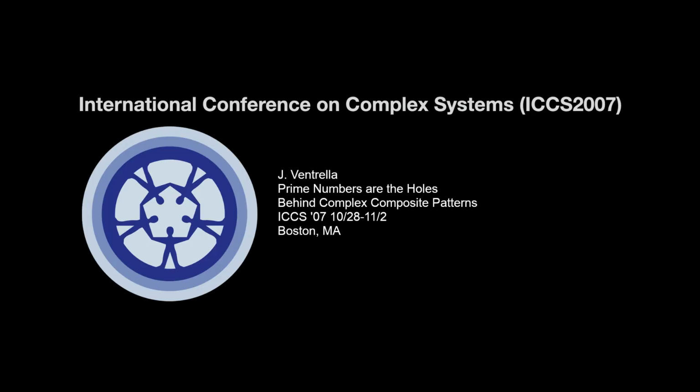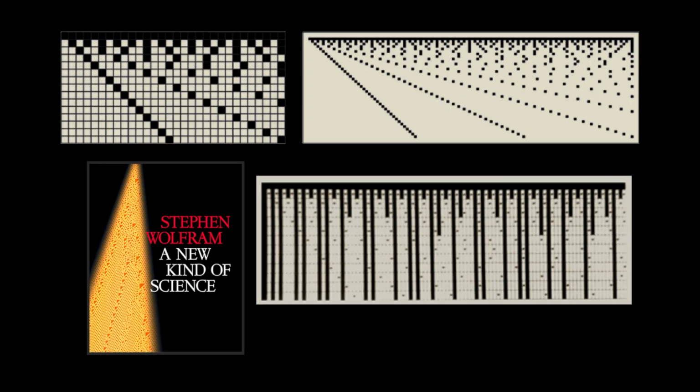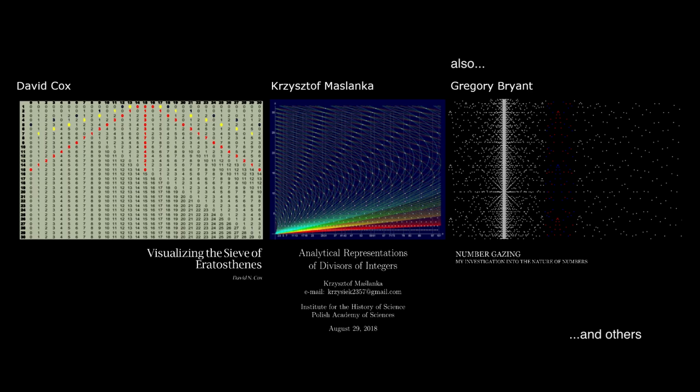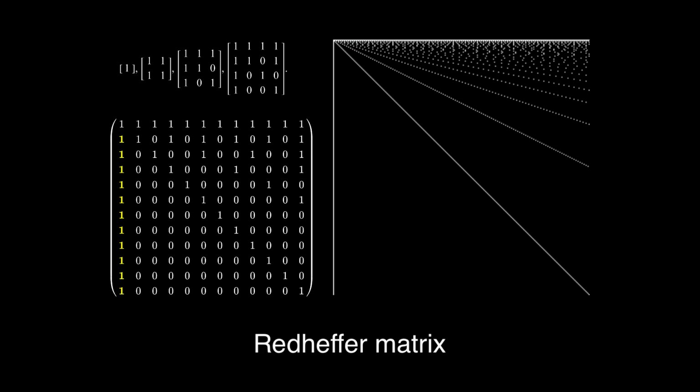I presented the divisor plot in 2007 at the 7th International Conference on Complex Systems. No surprise, Stephen Wolfram has identified this pattern and published a small version of it. Others have identified and described this pattern, including David Cox and Krzysztof Maslanka. It is closely related to something called the Redheffer matrix.